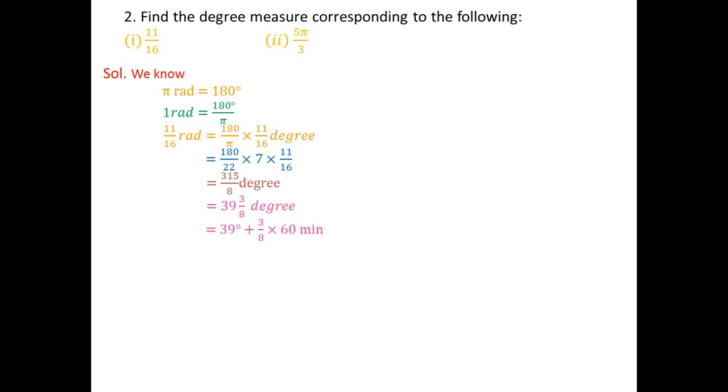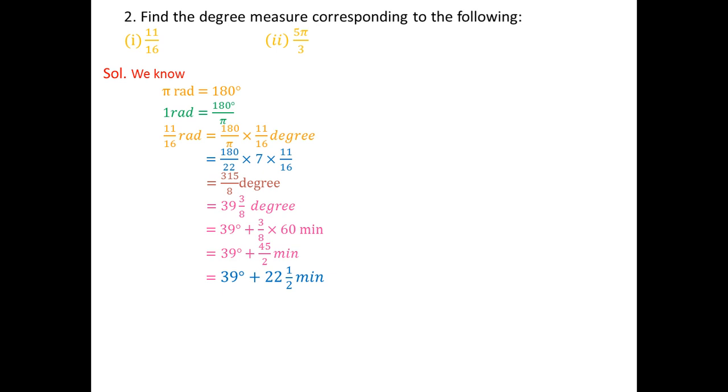So 39 degree plus 3 by 8 into 60. Because we all know 1 degree is equal to 60 minutes. So to convert 3 by 8 degree into minutes, we multiply 3 by 8 with 60. On solving, we get 39 degree plus 45 by 2 minutes. We have to simplify it further. It becomes 39 degree plus 22 1 by 2 minutes.